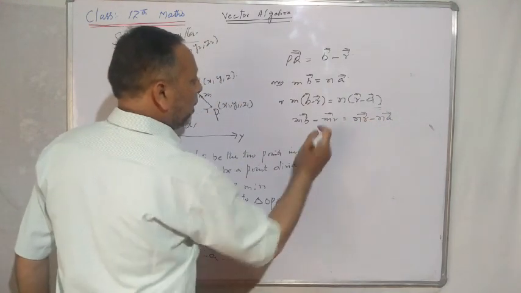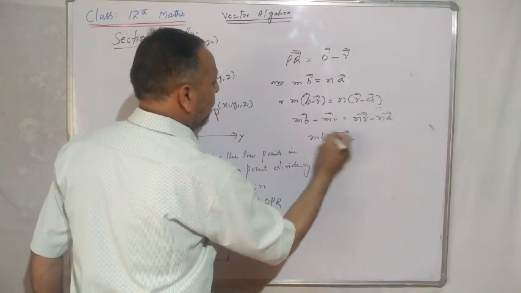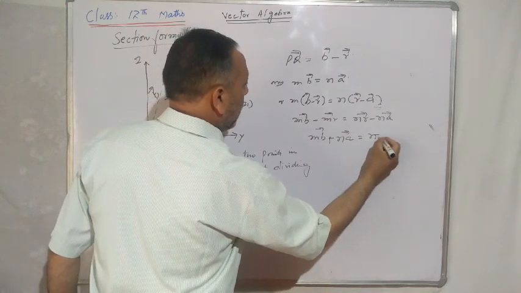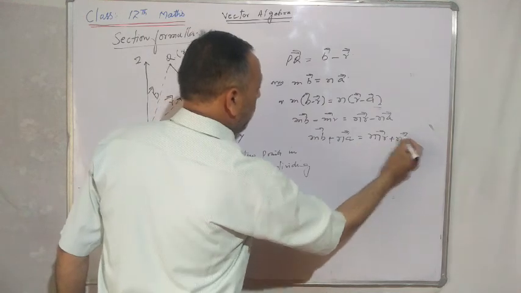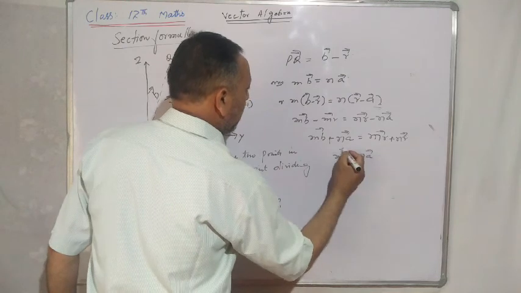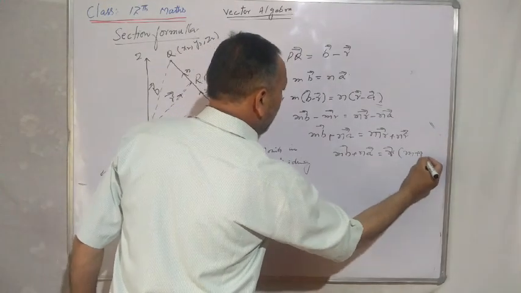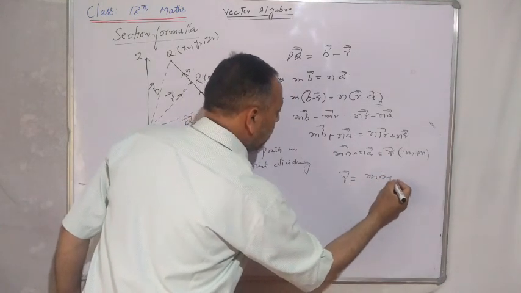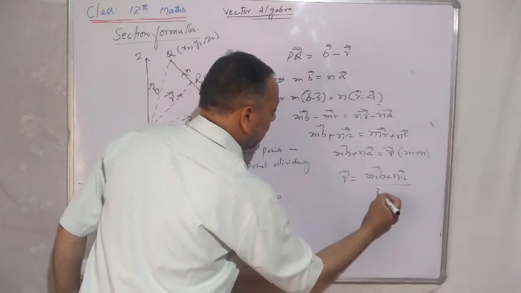यहाँ इसको ले आओ, यहाँ इसको ले आओ, हो गया MB plus NA is equal to NR, MR इसको ट्रांसपोज कर दो, plus NR, MB plus NA. यहाँ R निकालिए कॉमन, it is (m plus n), that means vector r will be equal to (mb plus na) divided by (m plus n).